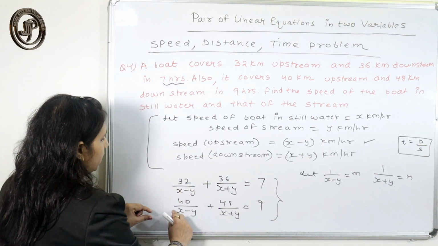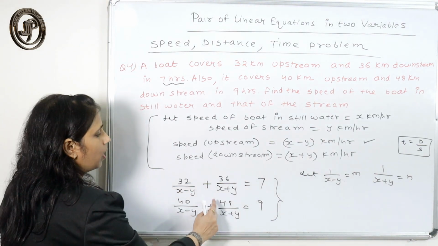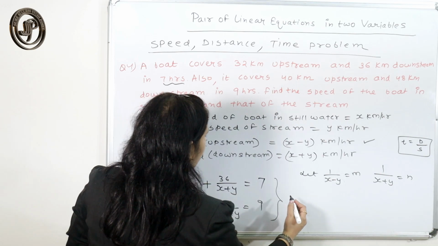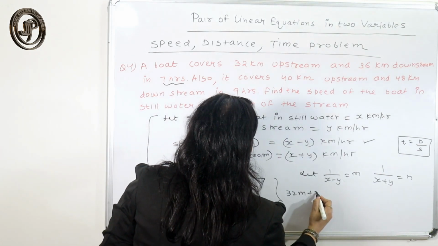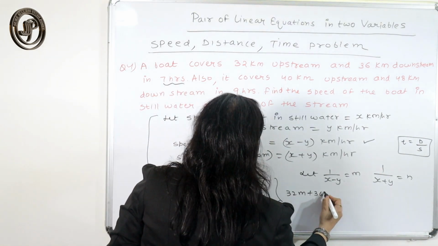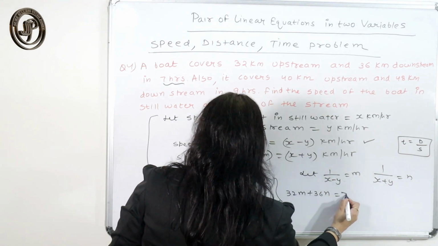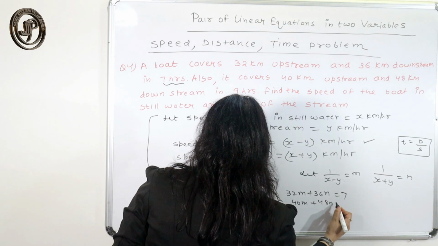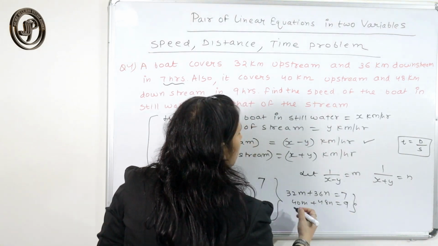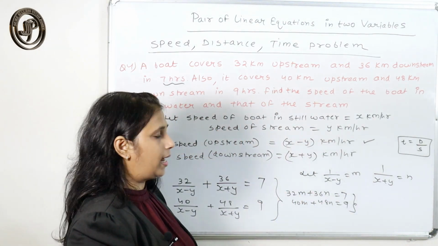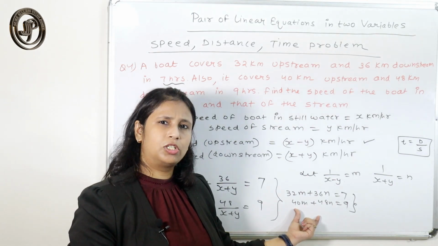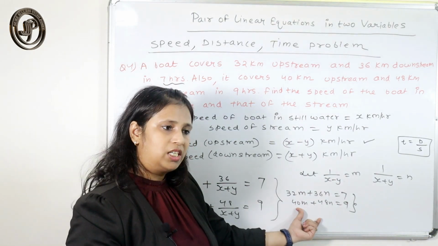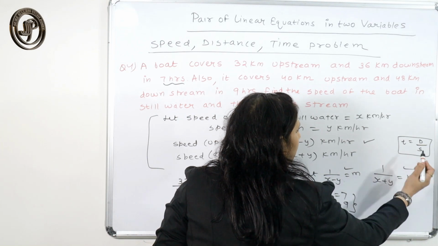Okay, 1 by x minus y is common to both and 1 upon x plus y is common to both. If I consider this, then I get 36m, 32m, 36n and 40m, 48n is equal to 9. Now you just solve for m and n by elimination, substitution, up to you. Just solve this and substitute here.